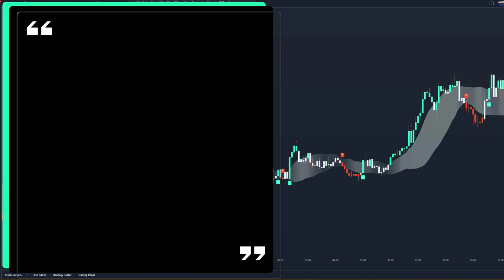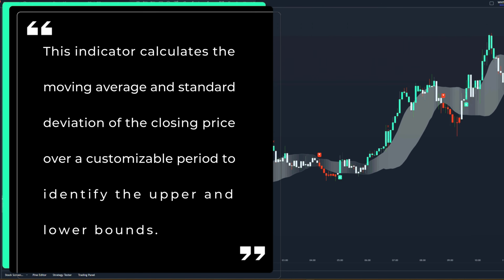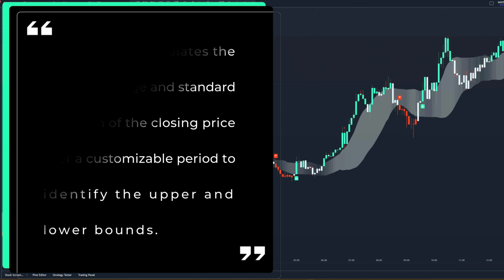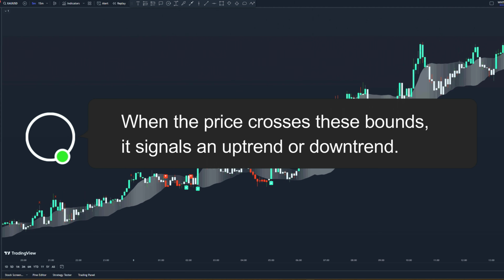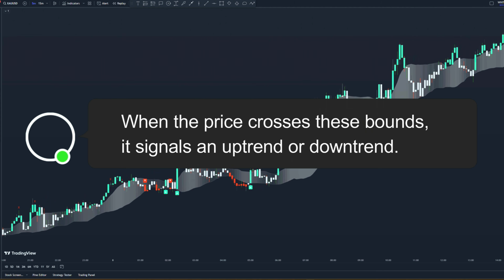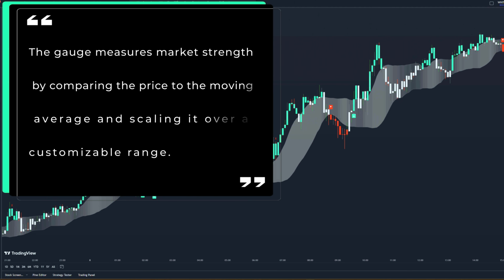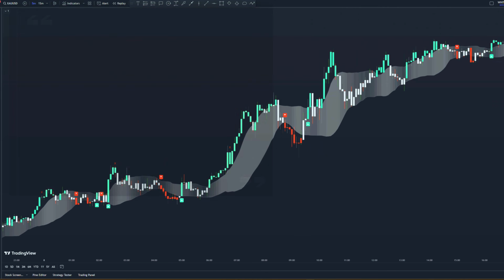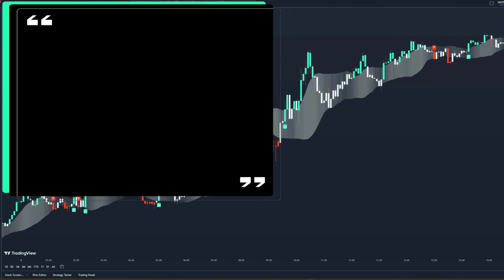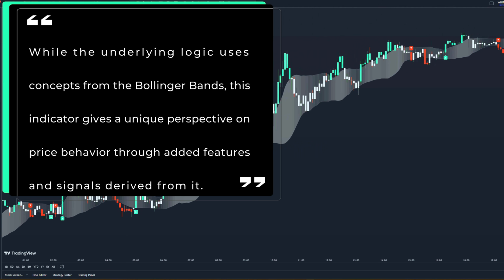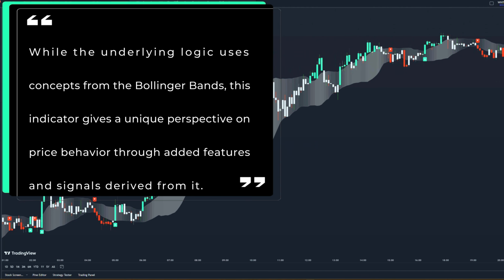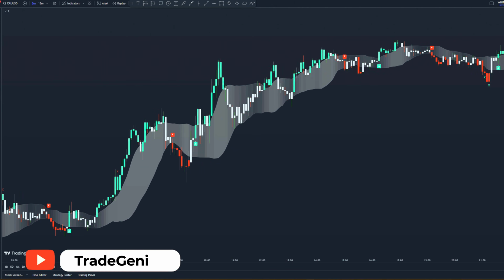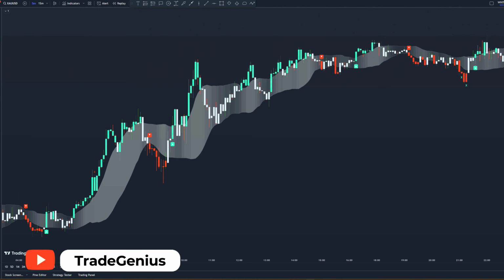This indicator calculates the moving average and a standard deviation of closing price over a customizable period to identify the upper and lower bounds. When the price crosses those bounds, it signals an uptrend or downtrend. The gauge measures market strength by comparing the price to moving average and scaling it over a customizable range. While the underlying logic uses concepts from the Bollinger Bands, this indicator gives a unique perspective on price behavior through added features and signals derived from it. But before we use the indicator, we can customize the settings to fit our trading style.